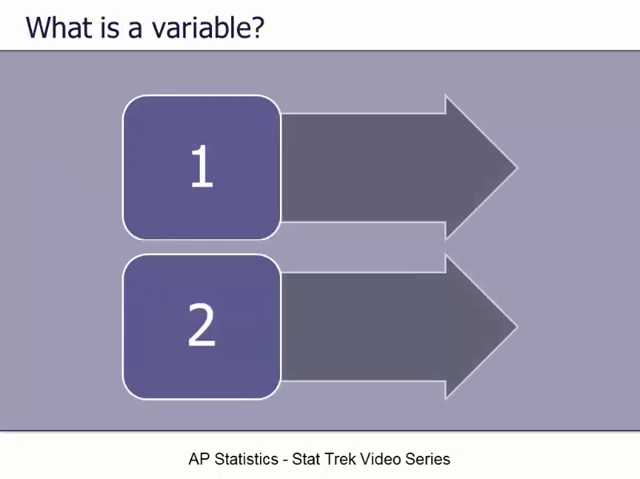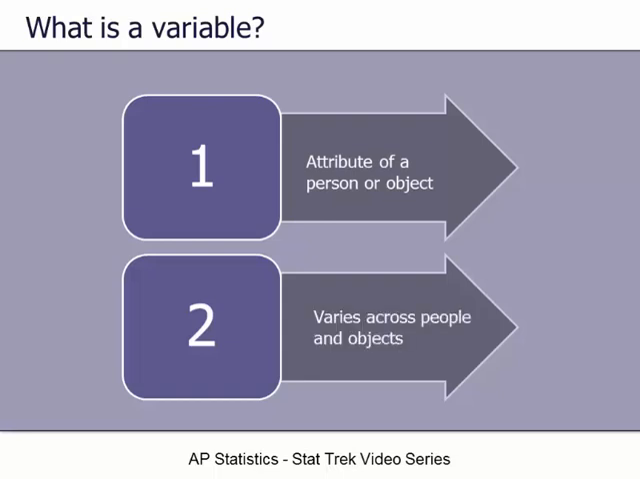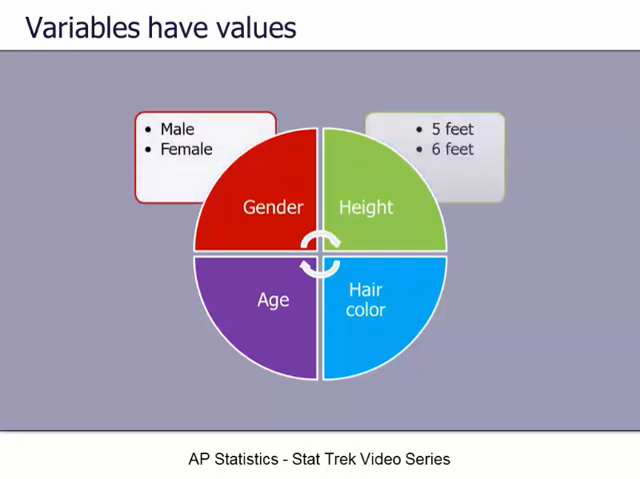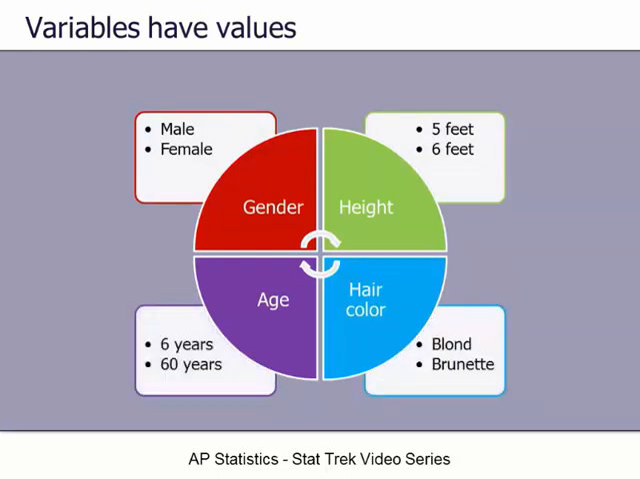A variable has 2 defining characteristics. First, it is an attribute that describes a person or object. And second, the value of that attribute can vary from one person or object to another. For example, variables that describe a person might include gender, height, hair color, or age. Notice that the value of these attributes can vary. A person could be male or female, 5 feet tall or 6 feet tall, blonde or brunette, 6 years old, or 60 years old.